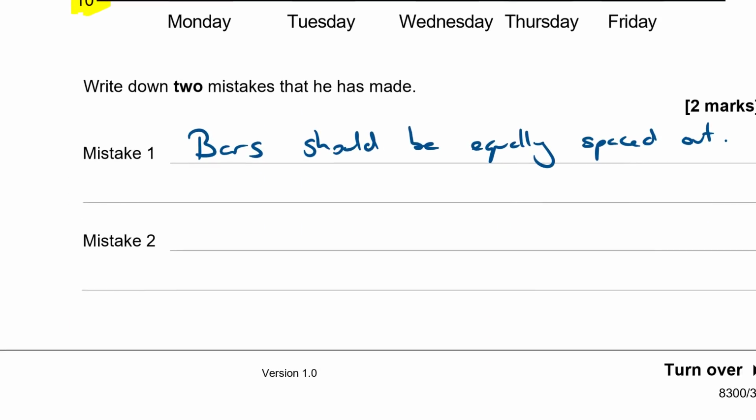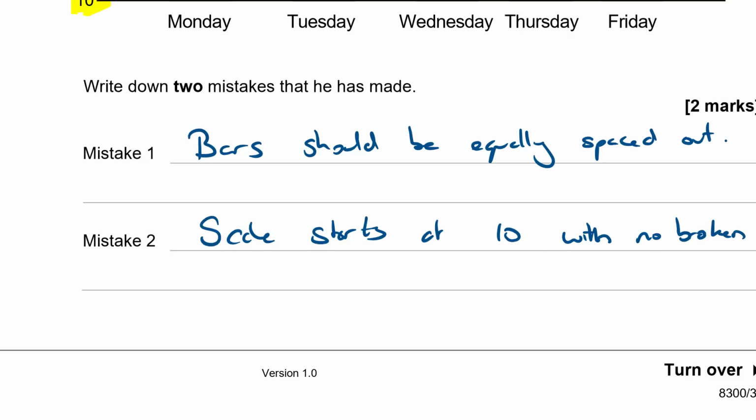So scale starts at 10 with no broken scale indicated, and might be misleading. Okay.